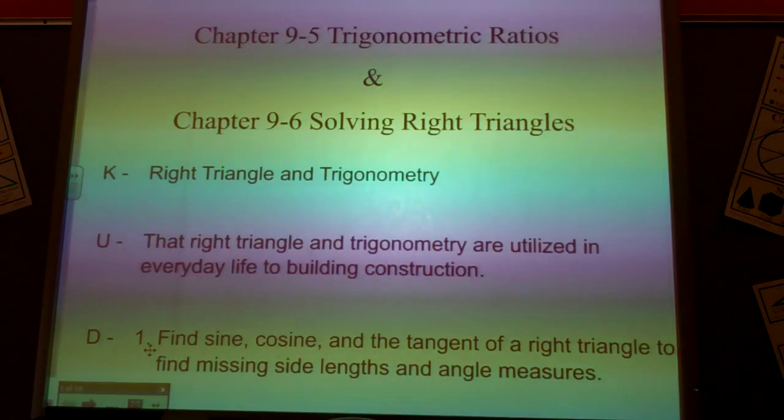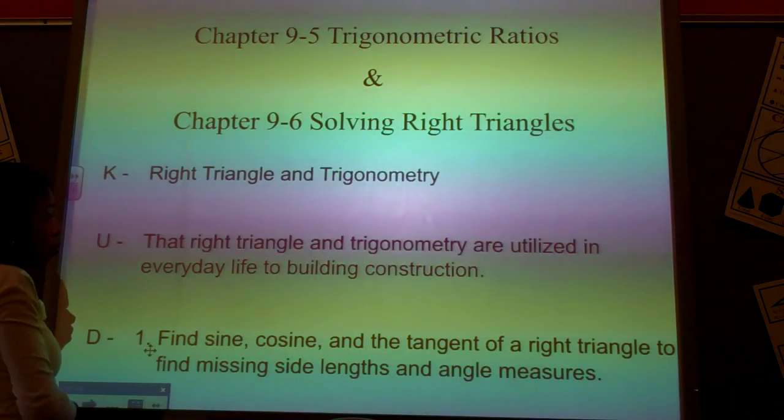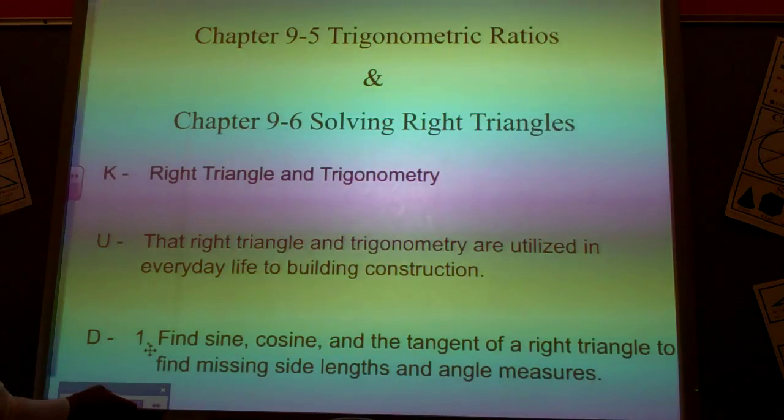This is chapters 9-5 and 9-6, trigonometric ratios and solving right triangles. Please copy your notes.